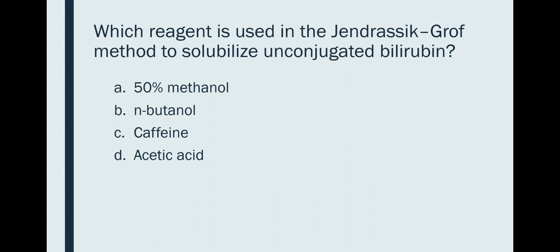Last question under our liver function: which reagent is used in the Jendrassik-Grof method to solubilize unconjugated bilirubin? Remember again, to measure B1, we must add an accelerator or solubilizer. And there are actually two techniques with regards to your indirect Van den Berg reaction depending on the solubilizer added. So for Jendrassik-Grof, is it A, 50% methanol, B, N-butanol, C, caffeine, or D, acetic acid? So for this, Jendrassik-Grof utilizes your caffeine as an accelerator or solubilizer.